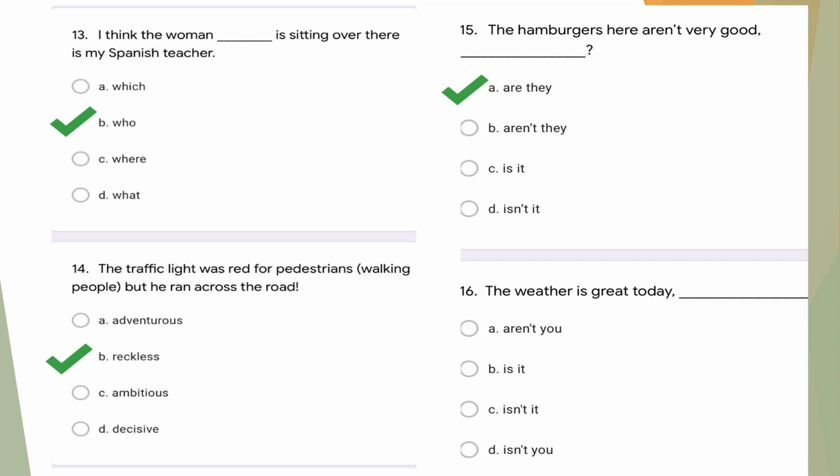16. The weather is great today, so is becomes isn't. The weather is great today, isn't it? It cannot be D because we're not talking about a person, we're talking about a thing, the weather. So in that case, you're going to use it.